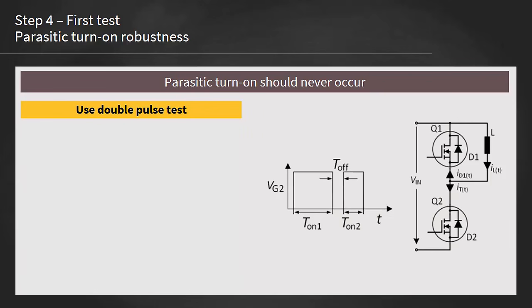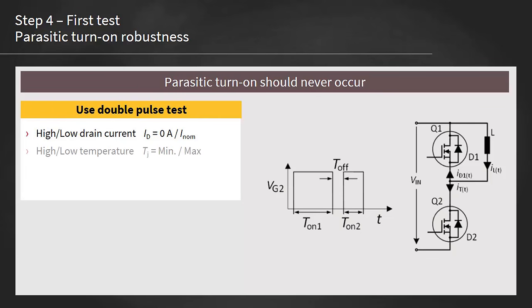This test should be performed comprising all the conditions that may affect the gate driving circuit, such as high and low drain currents, which mean zero current and nominal current. High and low temperatures. The operating temperature is varied between the maximum and minimum temperature the application is going to be submitted to. Nominal gate voltages, in order to ensure that the selected driving voltages are appropriate for the application.